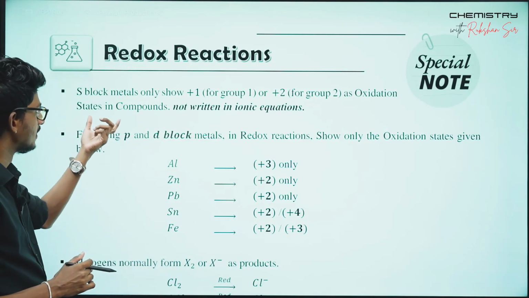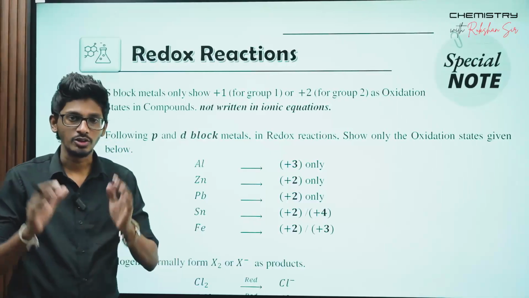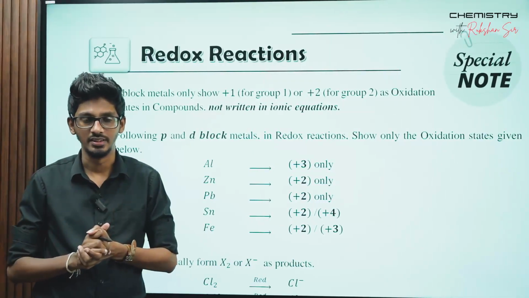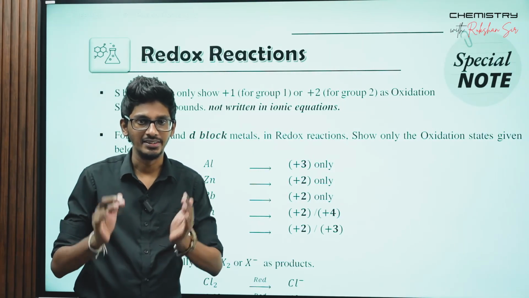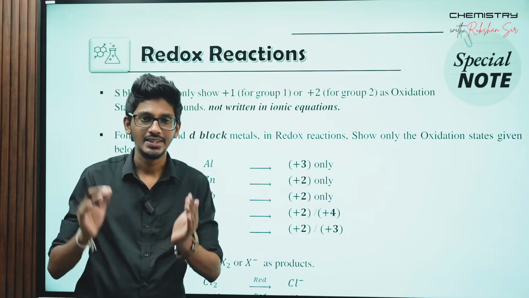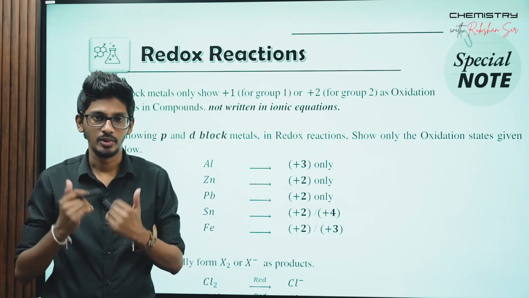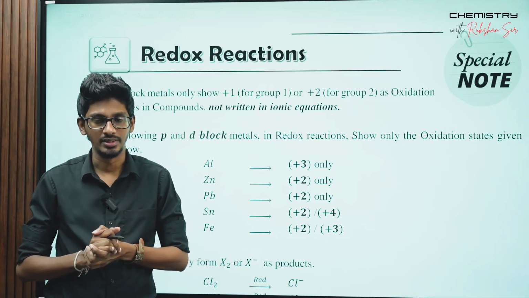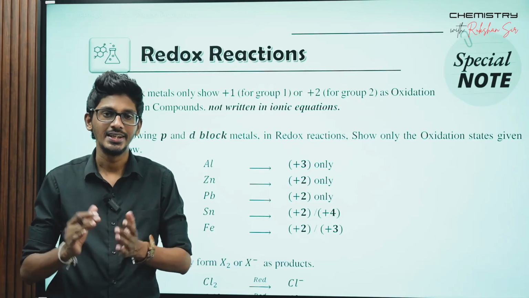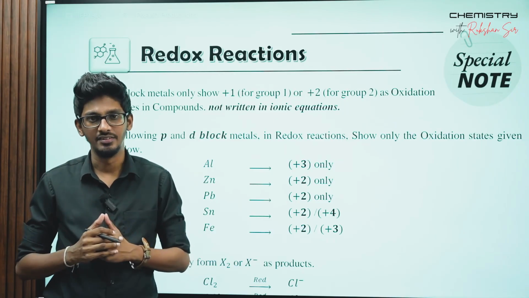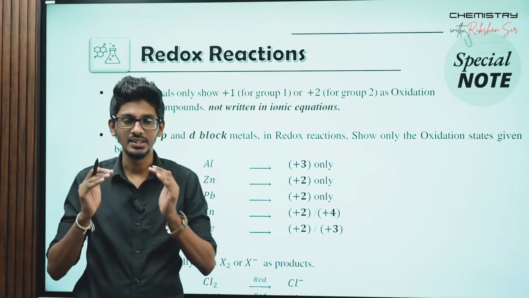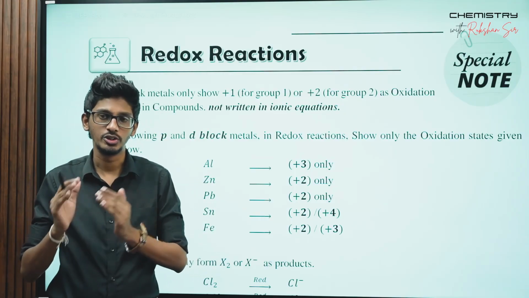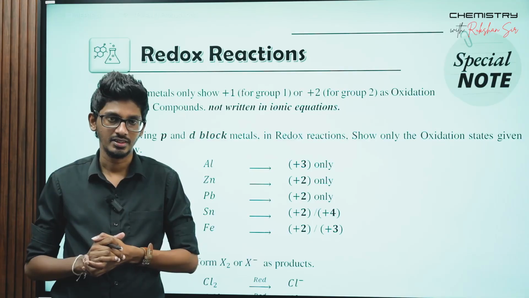Basically, S block elements do not show any variable oxidation states. What are the S block elements? In group 1 you have lithium, sodium, potassium, rubidium and cesium. Those are the group 1 S block elements. What are the group 2 elements? Beryllium, magnesium, calcium, strontium and barium. Those won't show variable oxidation states.